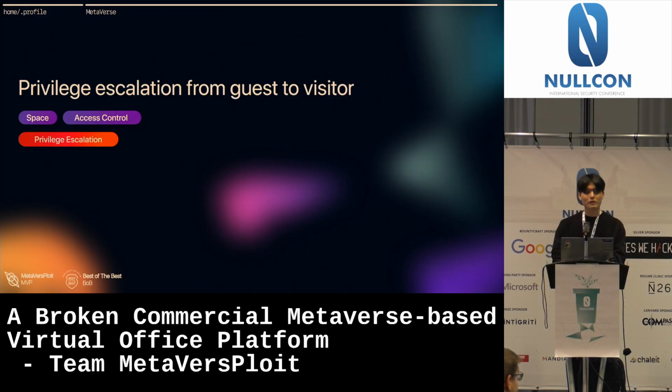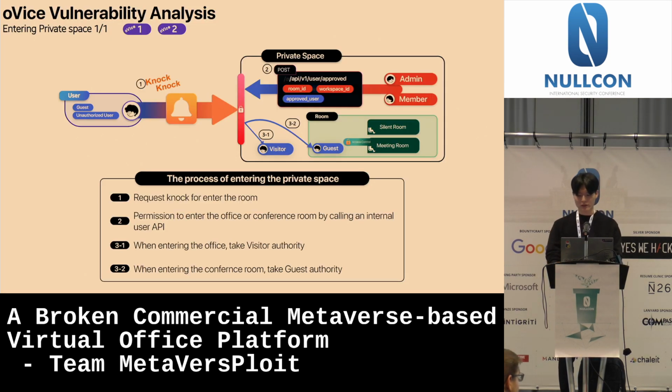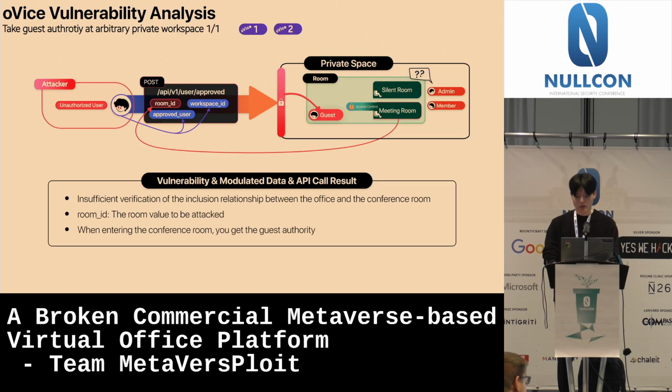First, I'll talk about the privilege escalation from guest to visitor. The following is the process of entering the private space. First, request the knock function to enter the room. Second, get permission to enter the office or conference room through an internal URL API call. At this time, when entering the office, you can get visitor permission, and when entering the conference room, you can get guest permission.